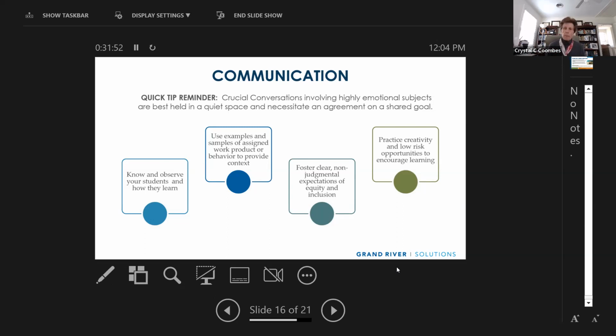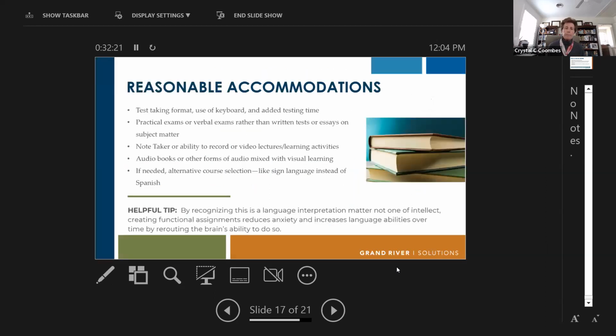Again, use examples. I can't tell you how often an example in a classroom goes a long way. Foster clear, non-judgmental expectations. I'm here to help you. Help me help you learn. Tell me what you need here. And then, I'm a real advocate of being very creative in a classroom. I don't mind something that takes a little longer to grade if it means the students walked away with a concept I'm trying to teach them, really ingrained in them.